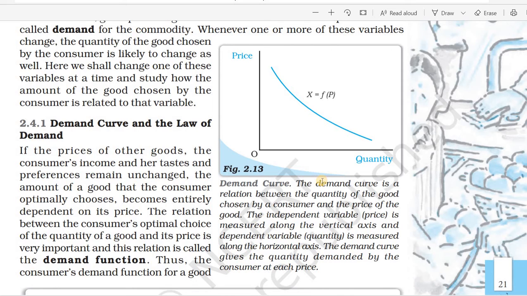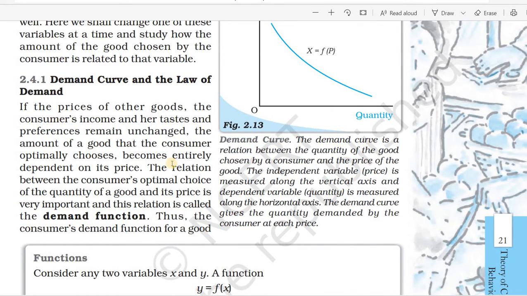In this picture you can see the demand curve. The demand curve is the curve which shows the relation between price and quantity. In x-axis you can see quantity and y-axis you can see the price. Then demand curve is a functional relation between price and quantity. Demand curve showing functional relation between price and quantity.